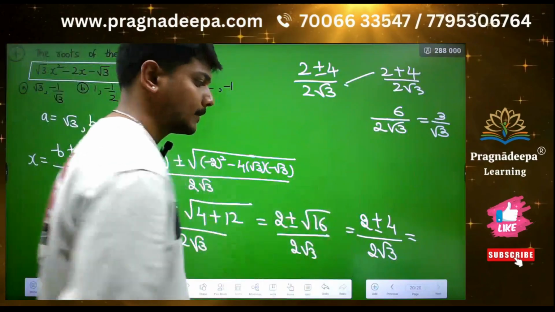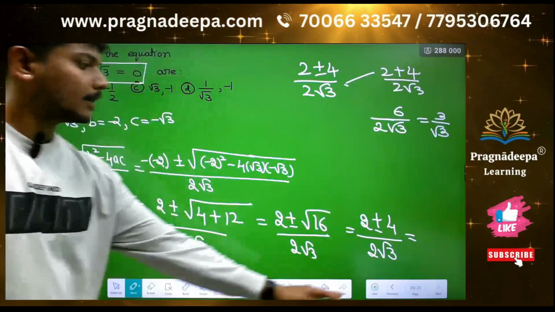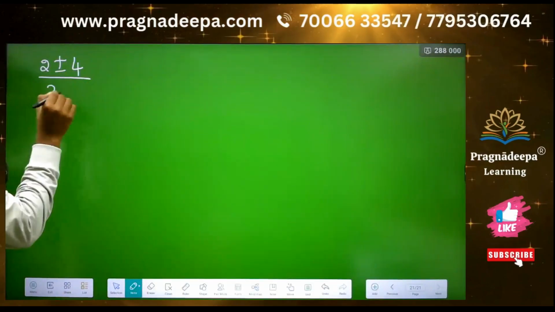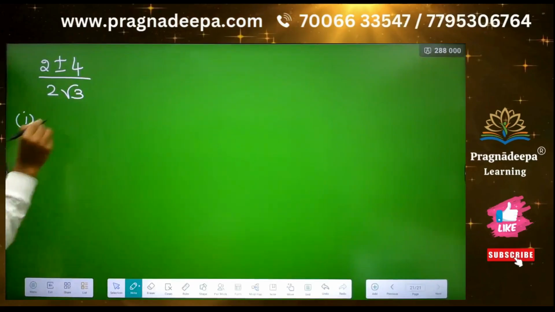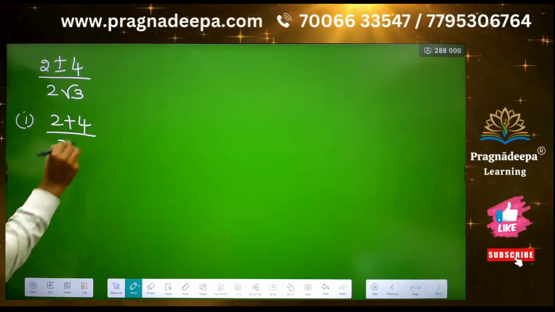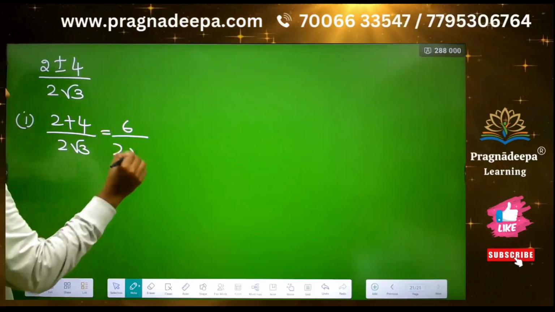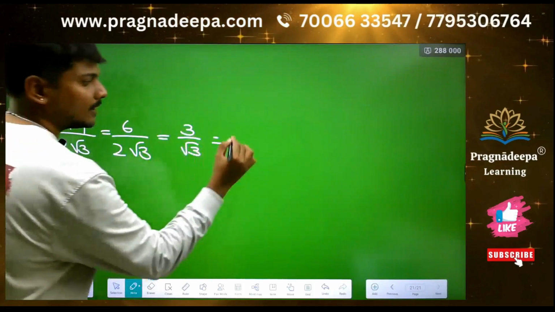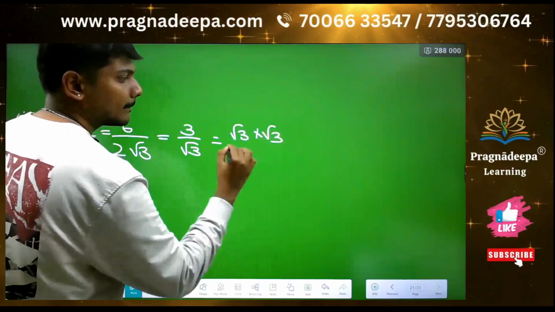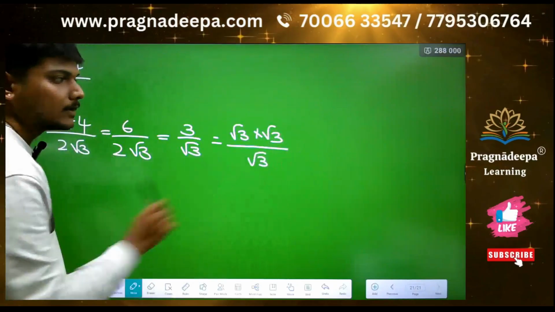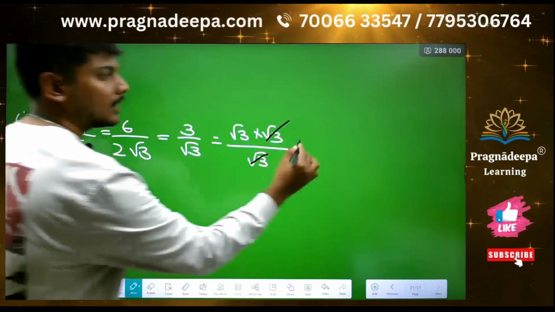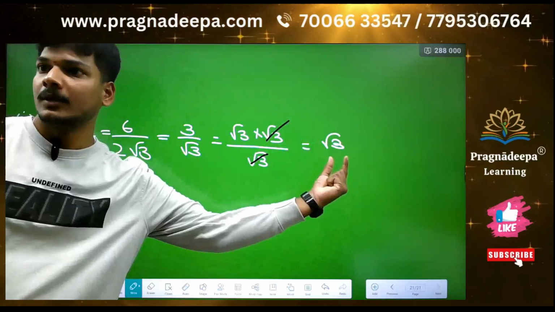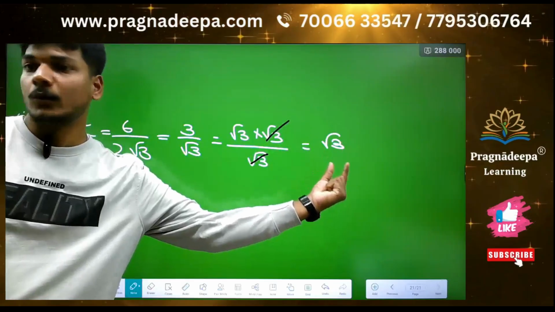Our answer is 2 plus or minus 4 by 2 root 3. So first root is 2 plus 4 divided by 2 root 3. That means 6 by 2 root 3, which will be equal to 3 by root 3. So 3 can be written as root 3 into root 3. So root 3 cancels. You are left with only root 3. So one of the roots is root 3.